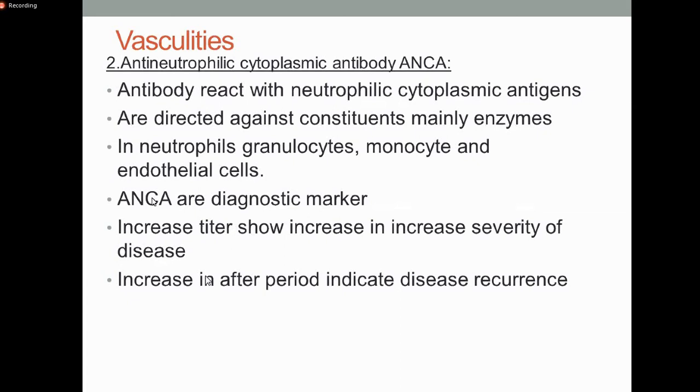An increased titer of ANCA antibodies in the blood will show increased severity of the disease. An increase after some time of a normal period will indicate disease recurrence. So we can also monitor the relapses of the vasculitis by using ANCA antibodies, which are raised.